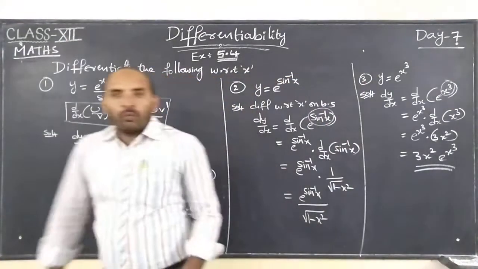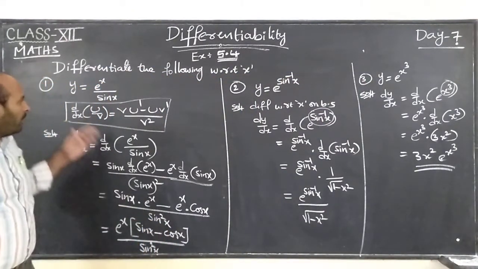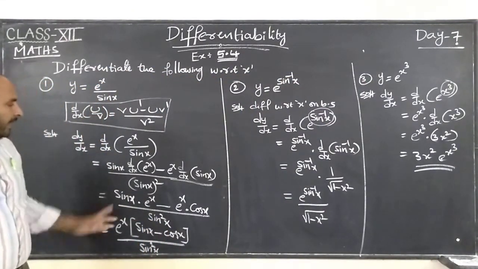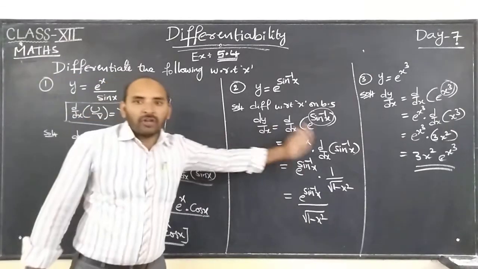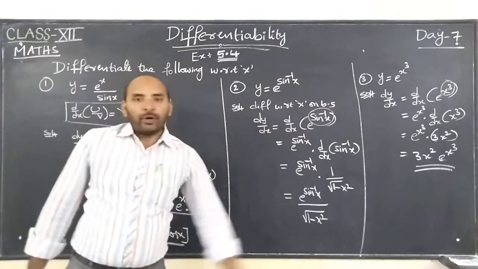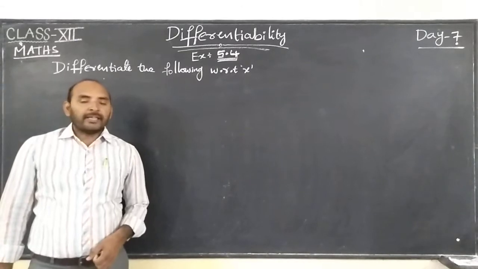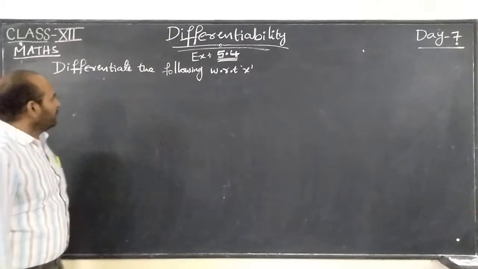Observe here the three problems. In the first problem we clearly used the quotient rule. In the second and third problems we clearly applied the chain rule. Next, move on to problem number 4.